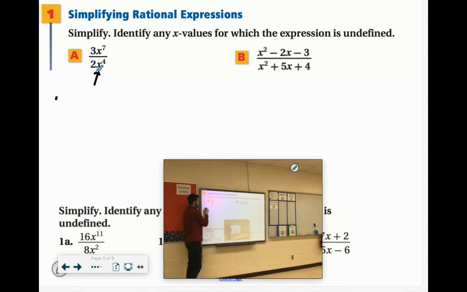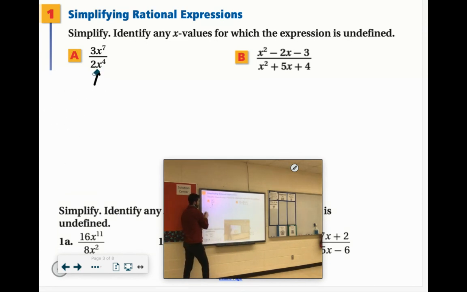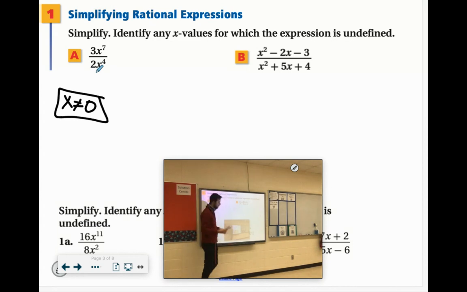Or think of it this way: you don't want 2x to the 4th to equal 0, so you can divide by 2. You don't want x to the 4th to equal 0, and the 4th root of 0 is 0. So our only excluded value here would be x cannot equal 0. We'll hold on to that, because that's part of our answer.